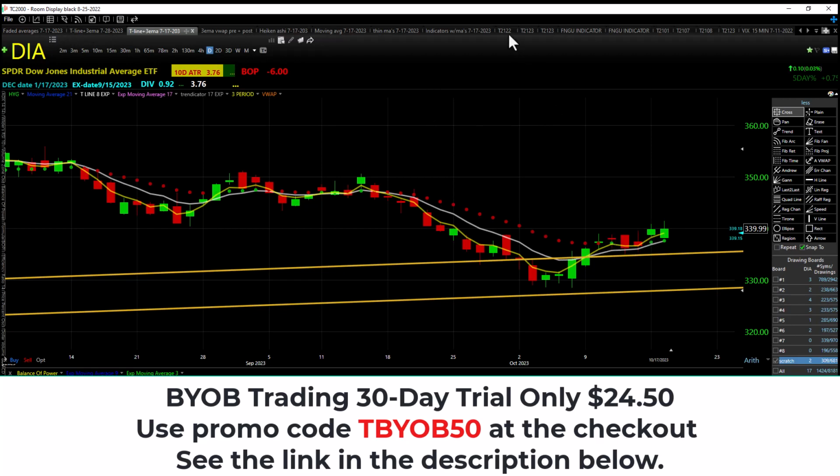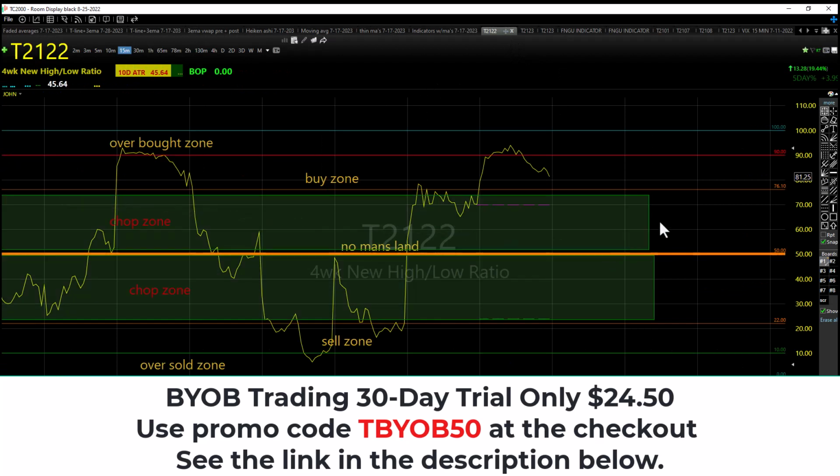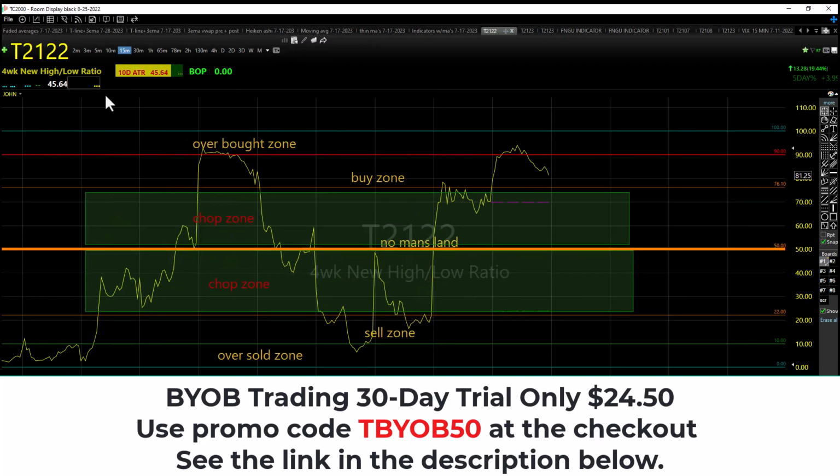Let's look at our indicators for yesterday. T2122 pulled up into the buy zone and briefly into the overbought zone. Spent a couple hours there, and then we fell back into the buy zone. I think we're probably headed straight to the chop zone this morning. We'll see what happens. IWM is in an hourly uptrend, so it may not even fall into the chop zone.